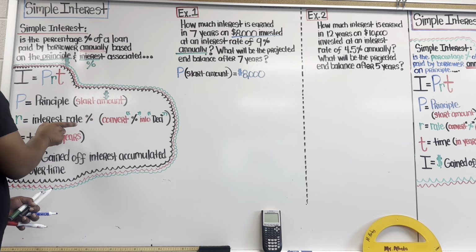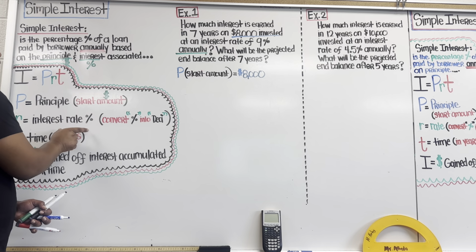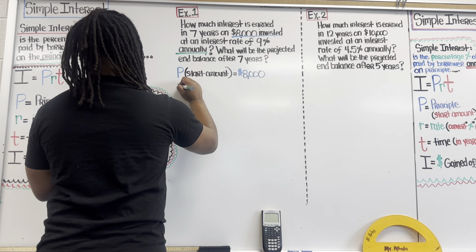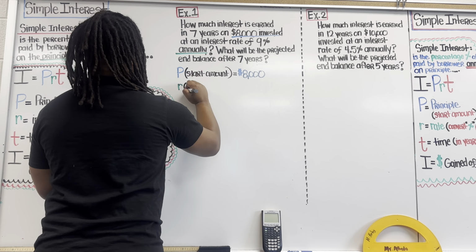So the start amount, and my red marker is kind of going out, so I'm just going to use black. In this particular case, guys, the start amount, or the amount that was invested, is $8,000. Okay, cool. Now the interest rate that is hitting the account annually is 9%. So R, and remember, guys, R is the interest rate.